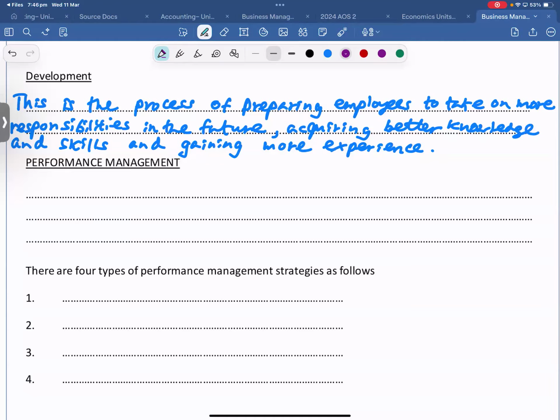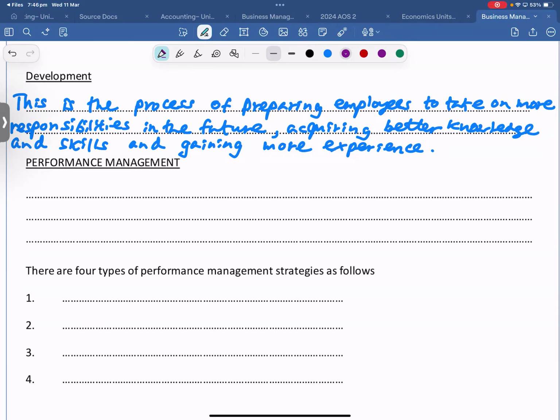Okay, do you understand this one, Lorna? Yeah, what is it? Basically, we are saying employees getting better knowledge, skills, then experience, proficiencies, capabilities, competencies, anything, right? That they can better take on more responsibilities. Otherwise, we can say development is improving the existing skills and knowledge, right?